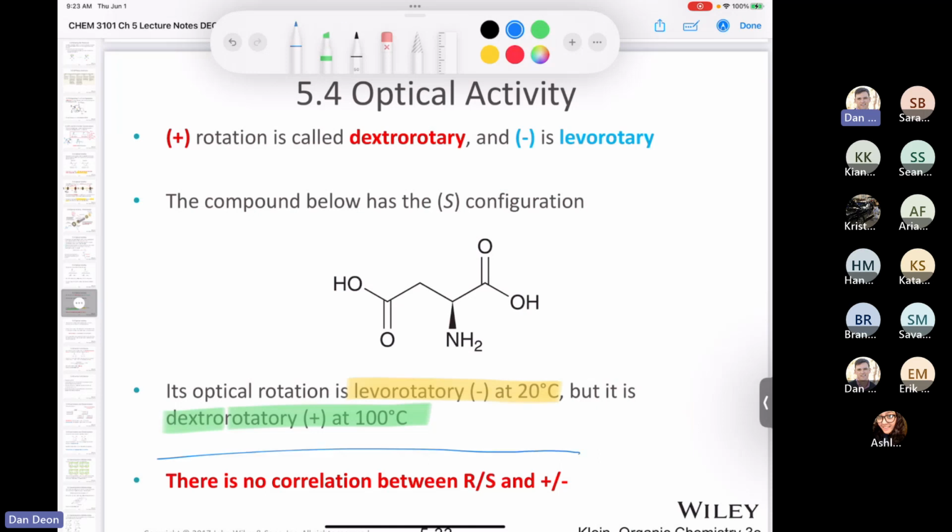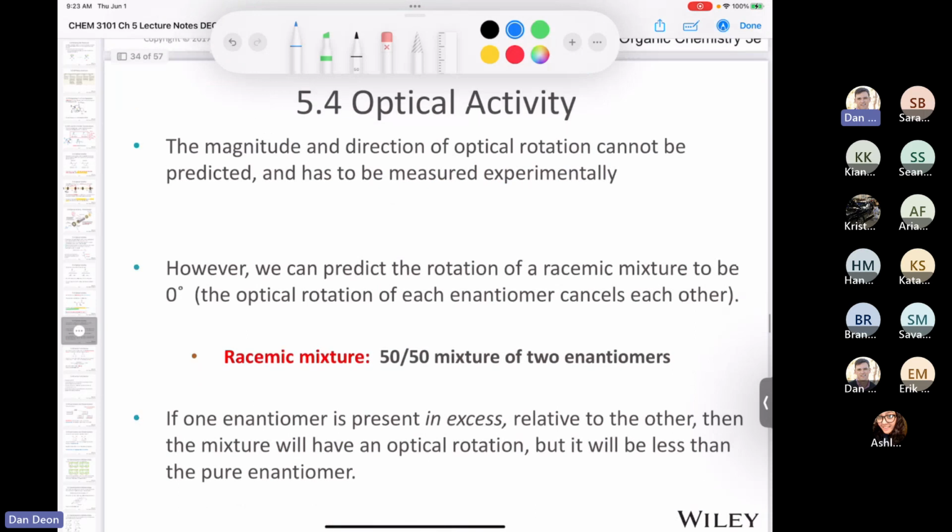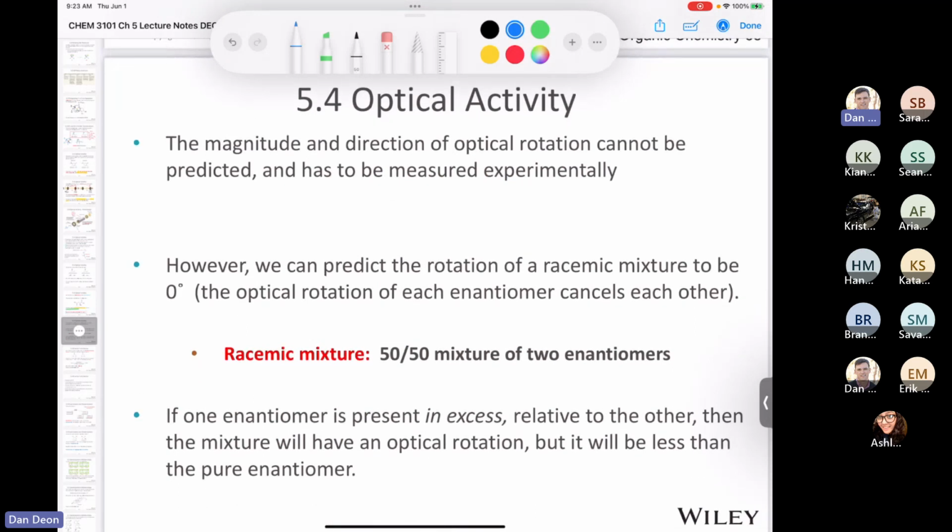So again, I can't stress this enough. There's always somebody who tries to draw this correlation, but there is no correlation between R and S and levorotatory and dextrorotatory. There is no correlation whatsoever. It cannot be predicted in any way at all. The next thing here that I would want you to know, okay, so again, the magnitude and direction cannot be predicted. It has to be measured.